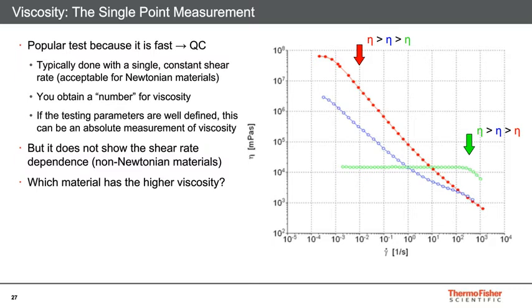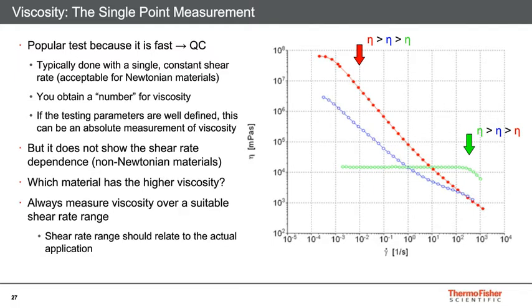So by doing a single point measurement, you're not capturing the shear dependence of these materials, and if you're using viscosity, either high or low, as your metric for quality control, are you testing that material using a suitable shear rate? So it's always important to measure viscosity over a suitable shear rate range. And that shear rate range should be applicable to either how that material is being processed or how it's going to be used as an end-use application. Okay? And always remember, when we're dealing with complex materials, viscosity is a full plot, not a dot. So you can't represent a complex material by a single point.